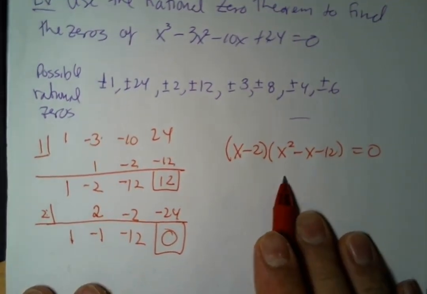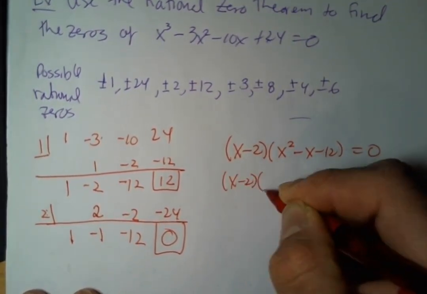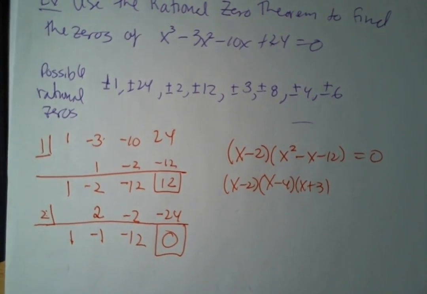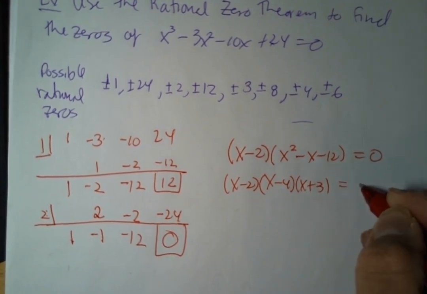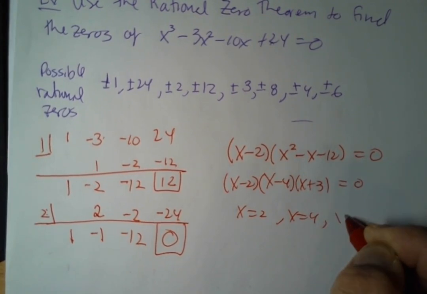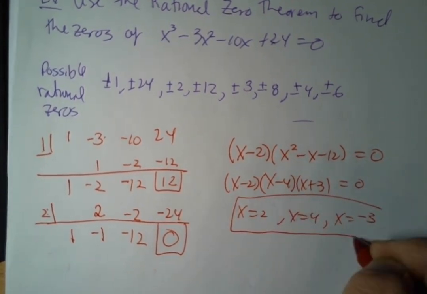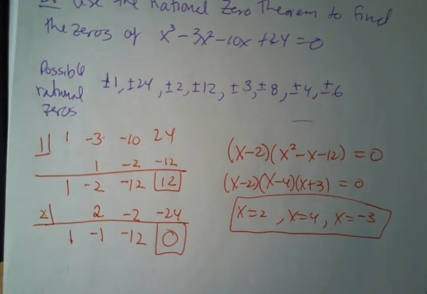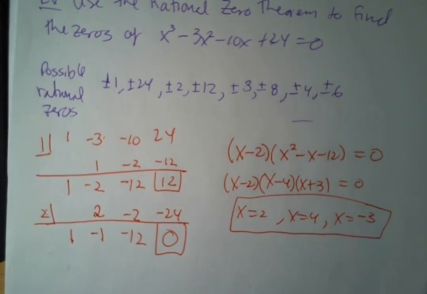Here it looks like I can factor this. So we get x minus 2, x minus 4, x plus 3, which adds to negative 1 and multiplies to negative 12. And we have that exact situation here. So I have 3 zeros: x equals 2, x equals 4, and x equals negative 3. And that's how you would use the rational zero theorem to find possible rational zeros, and then use synthetic division to try to find the actual zeros themselves.